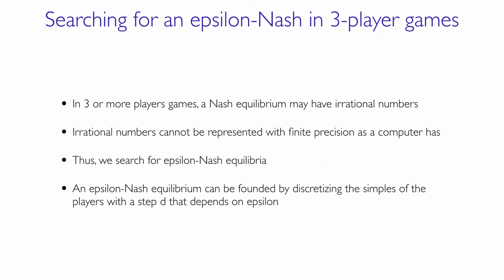Well, even searching for an epsilon equilibrium is PPAD complete. However, we know that a Nash equilibrium may not have rational values, and therefore we cannot represent these numbers by finite arithmetics of a computer. For instance, some probability at the Nash could be the result of a square root. So in practice, with 3 or more players, an epsilon Nash equilibrium is usually adopted in place of the exact Nash equilibrium.